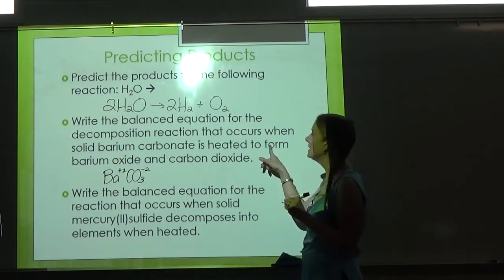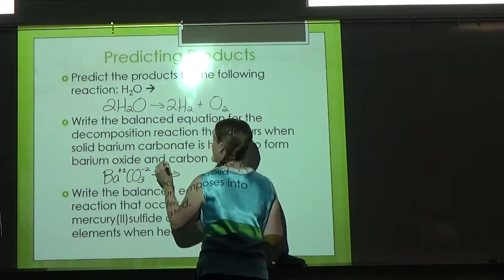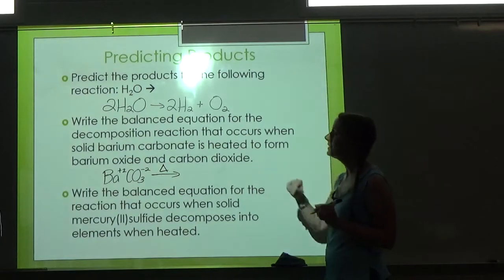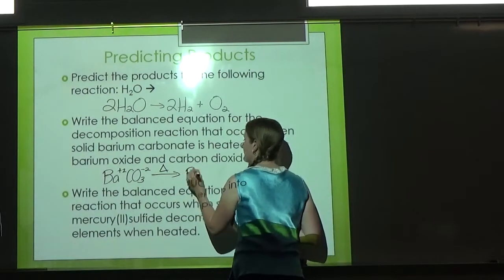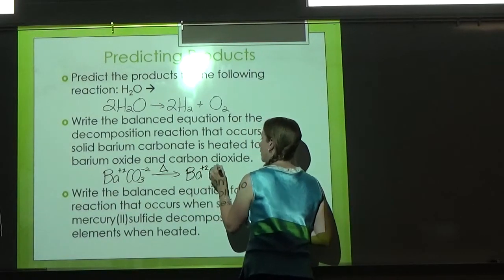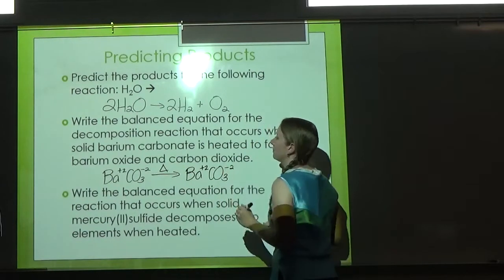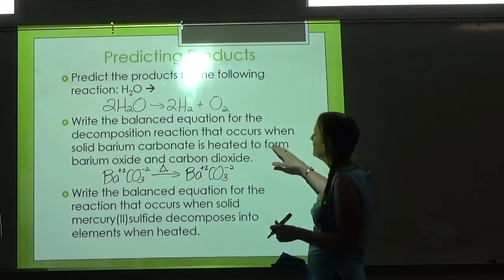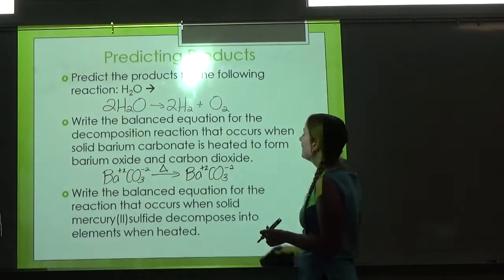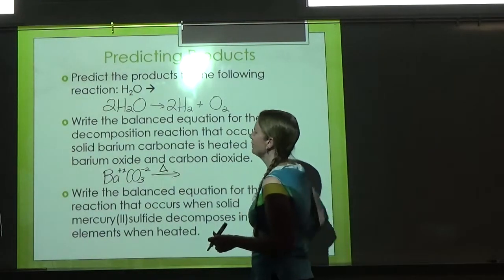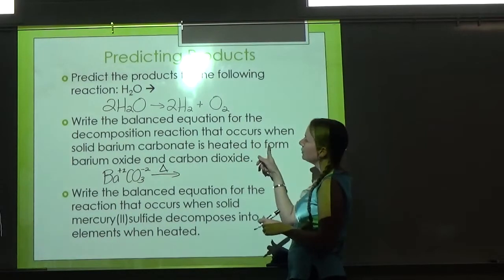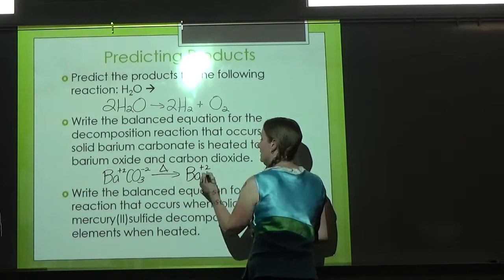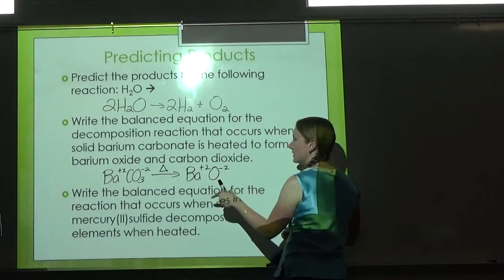It says it's heated to form. So hopefully you remember to put your triangle, because it was heated. Oh, sorry, I read the wrong line. It is heated to form barium oxide. I was wondering, I was like, wait a minute, that's what we started. So barium is Ba positive 2. Oxide is O negative 2, so I don't need to cross anything.